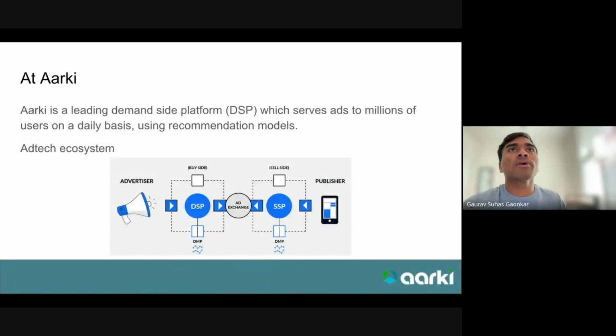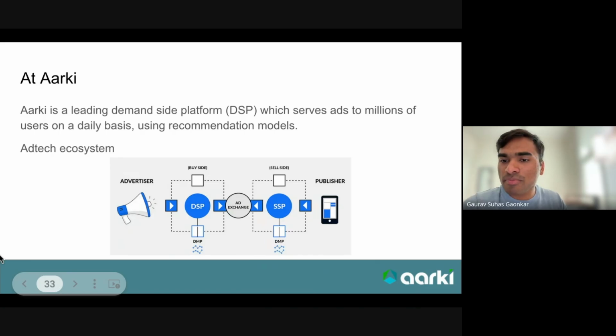Now that you are aware about the core avenues of research, I want to quickly introduce Archie, because to understand my role as an MLE at Archie, it is really important to understand what Archie does as a company and what is their product. Archie is a leading demand side platform which serves ads to millions of users on a daily basis. So to understand what Archie does, let's go through the AdTech ecosystem.